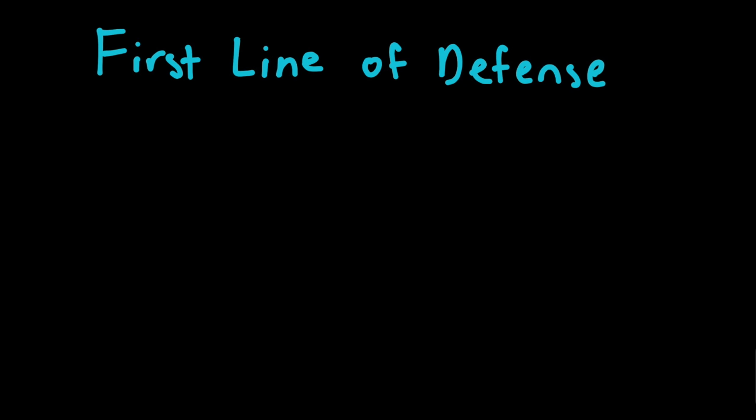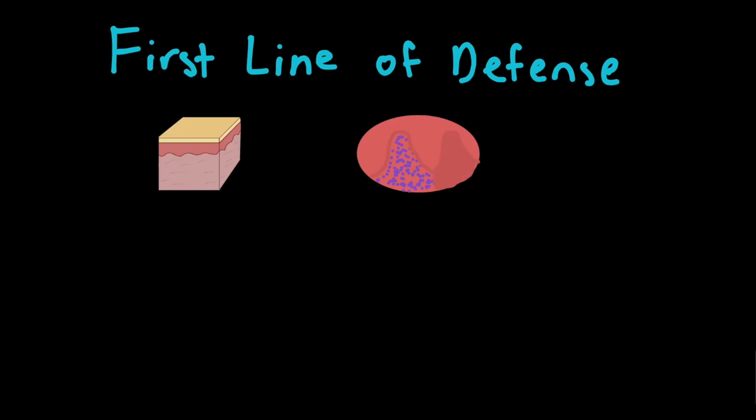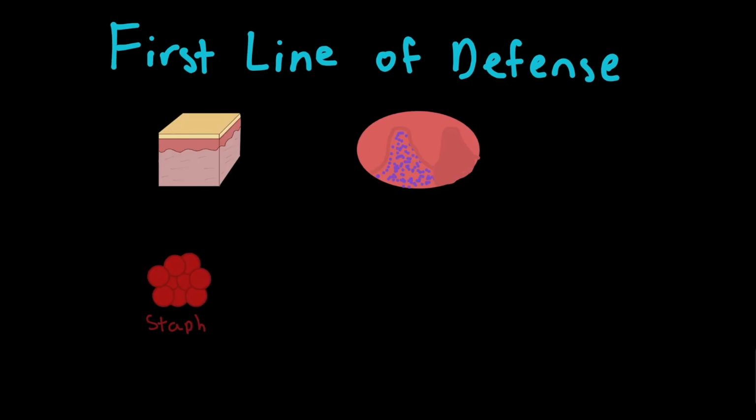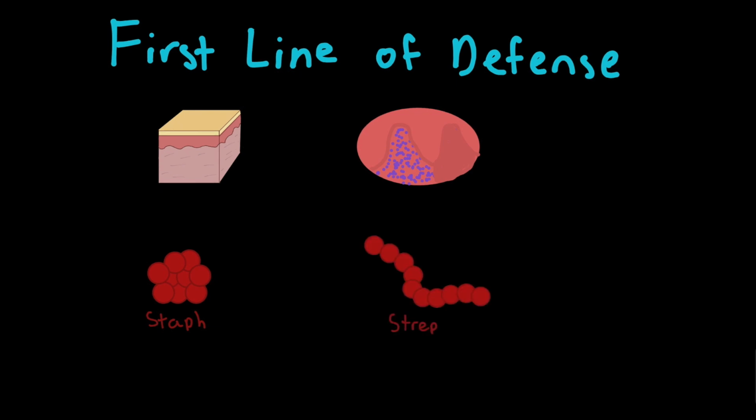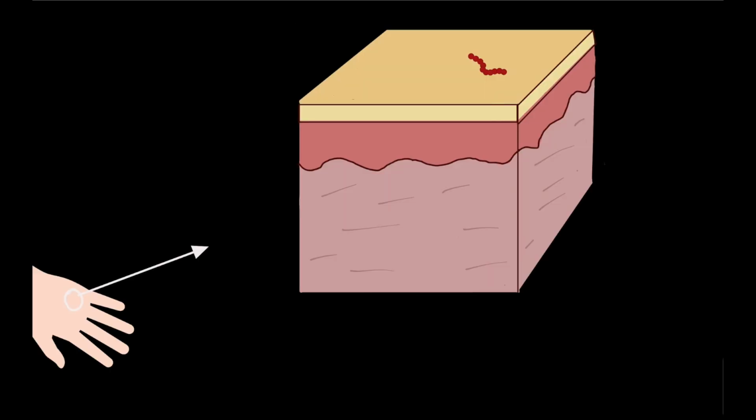Let's understand the first line of defense more thoroughly. As we discussed, the first line of defense includes external barriers such as our skin and mucous membranes. Now our body will be exposed to many different pathogens from the Staphylococcus bacteria to the Streptococcus bacteria. Let's say we're exposed to the Streptococcus bacteria. In this scenario, we touched a file cabinet that contained the Streptococcus bacteria. Here's what that may look like.